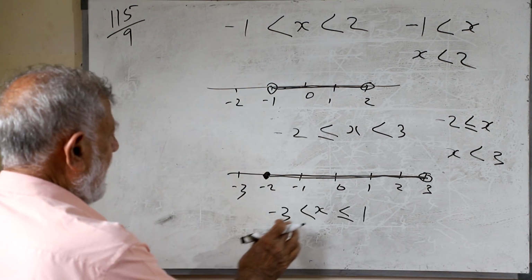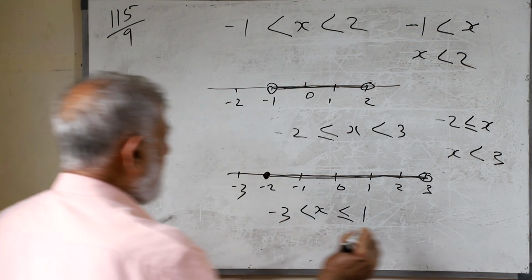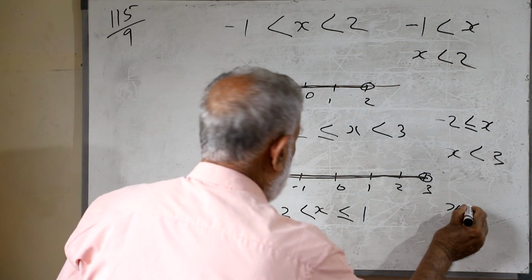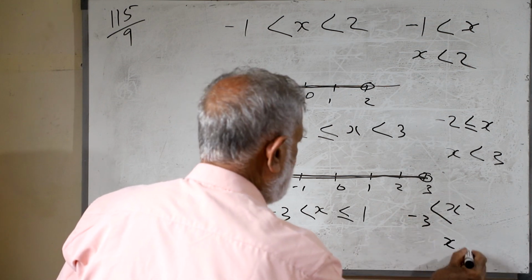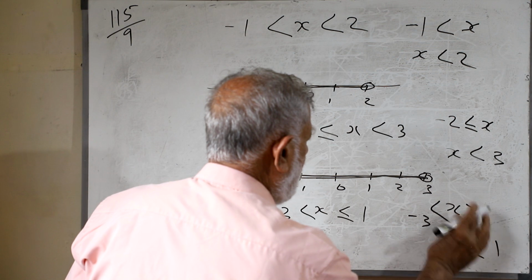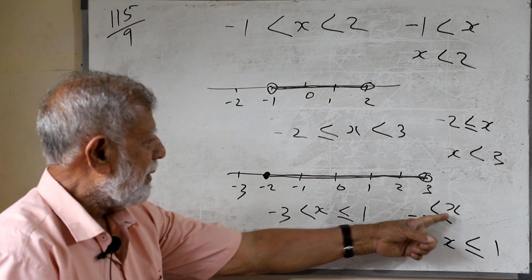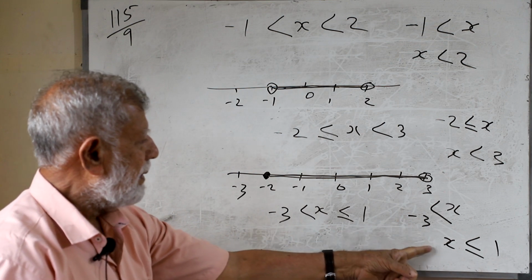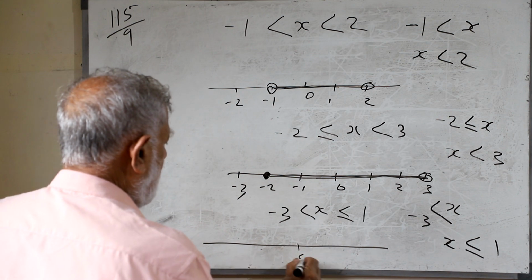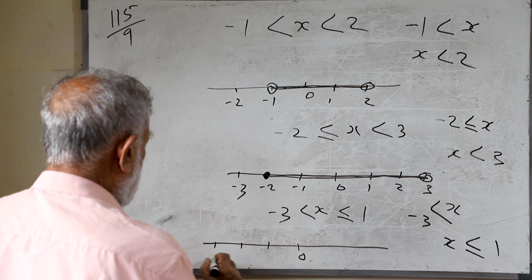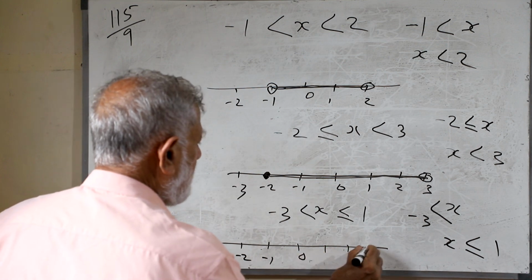So, the next is x greater than -3 and less than or equal to 1. So, the two equations will be x is greater than -3 and x is less than or equal to 1. So we read this as x is greater than -3 and x is less than or equal to 1. We draw the number line. The boundaries will be -3, -2, -1, 0, 1, 2, 3.